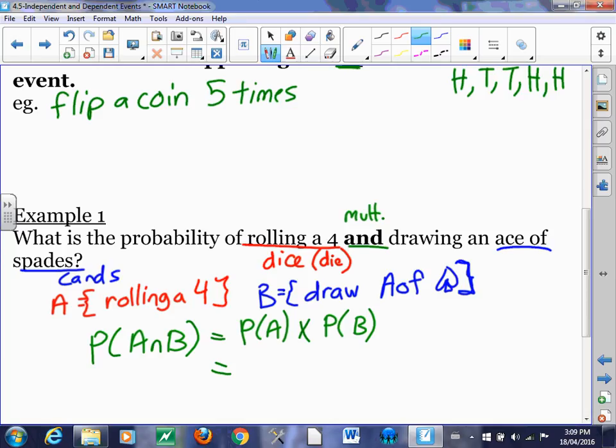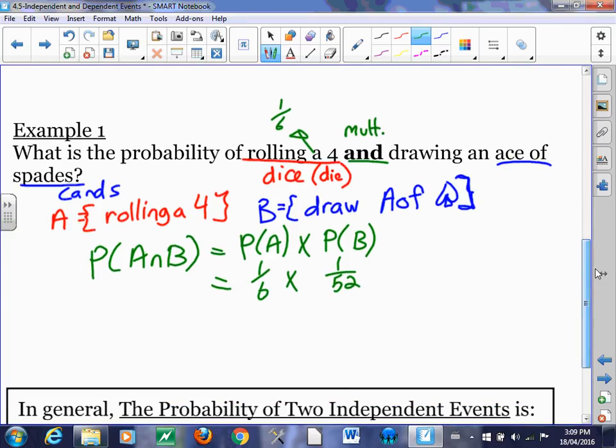So probability of rolling a 4. The probability of getting a 4 is 1 out of 6. You guys okay with that? So it's going to be 1/6 times the probability of drawing an ace of spades. Well, that's only one chance out of a total of 52. Plug it in your calculator or just use your fraction button, folks. That's 1/312, which equals 0.0032.